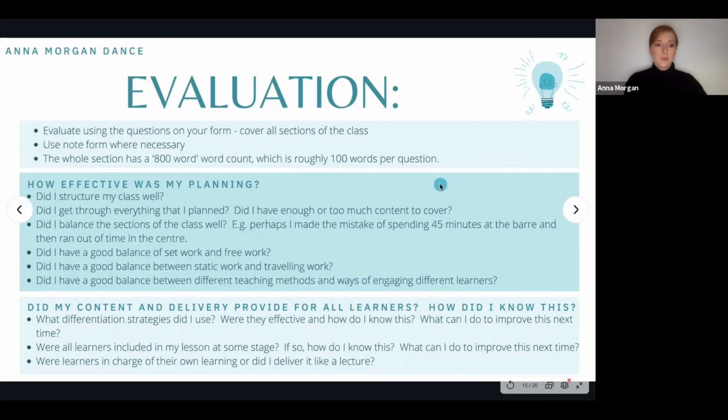So how effective was my planning? Did I structure my class well? Did I get through everything that I planned, or did I have too much or not enough content to cover? And that takes a bit of time to get used to what you can actually fit in. Did I balance the sections well? So, it wouldn't be a very well balanced class if I had an hour's ballet class and I spent 45 minutes of it at the bar, because I didn't do enough in the centre. So, did I really think about the balance?